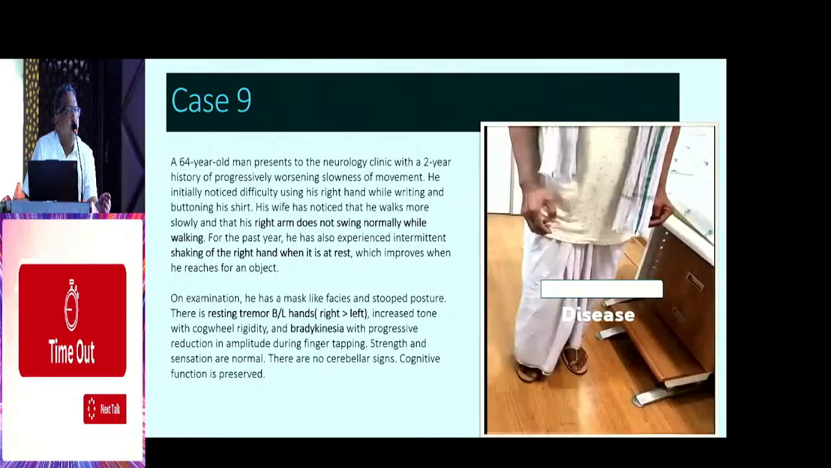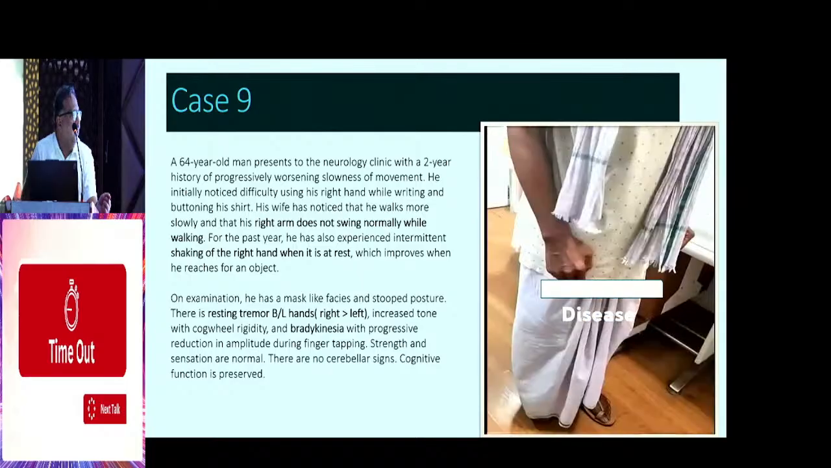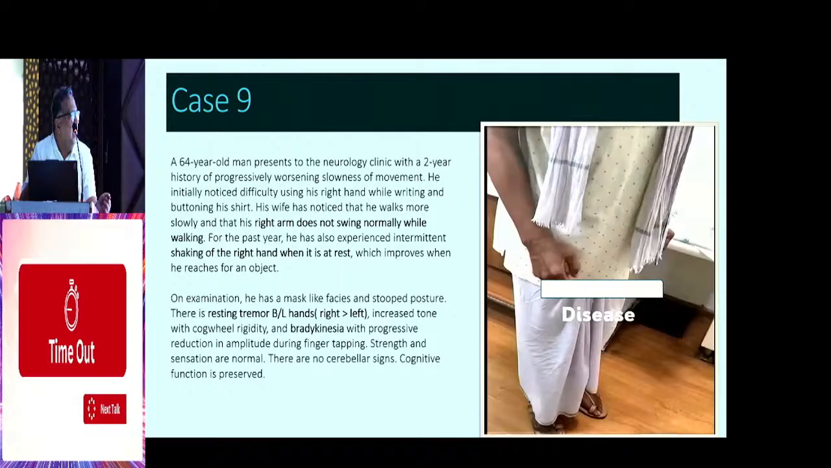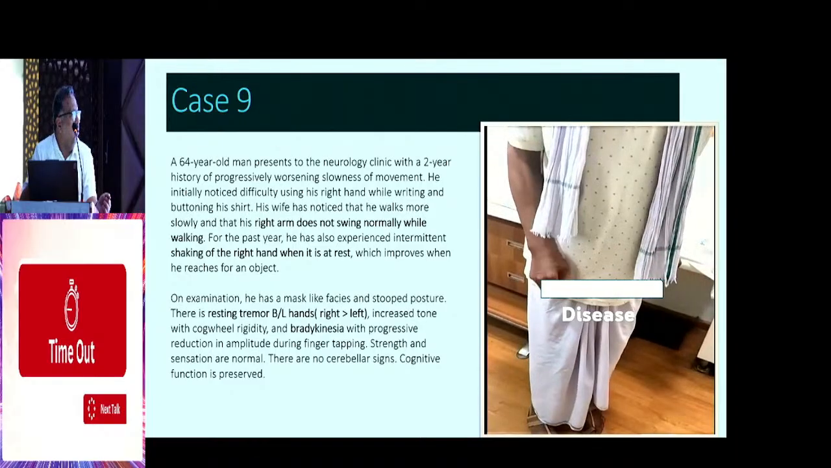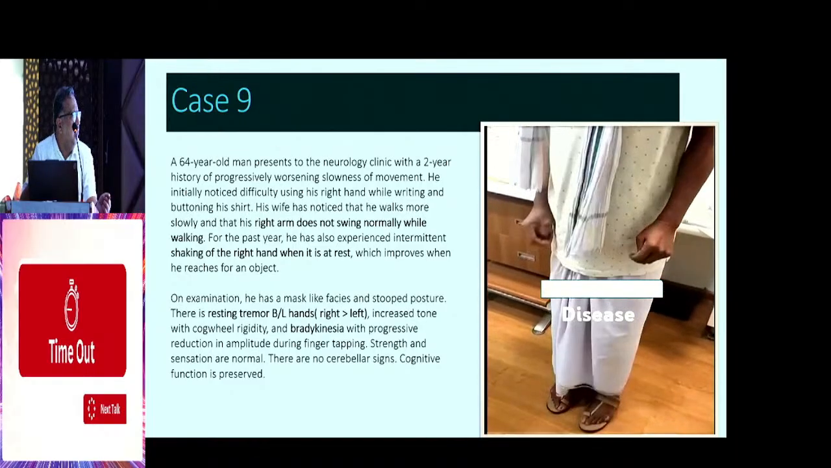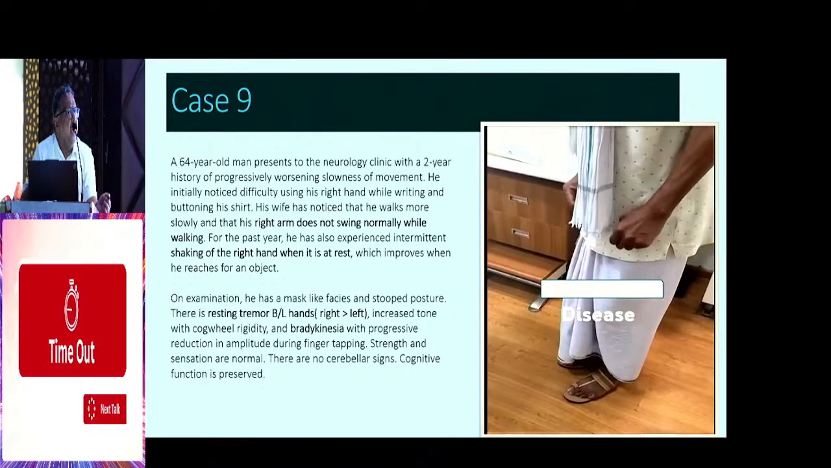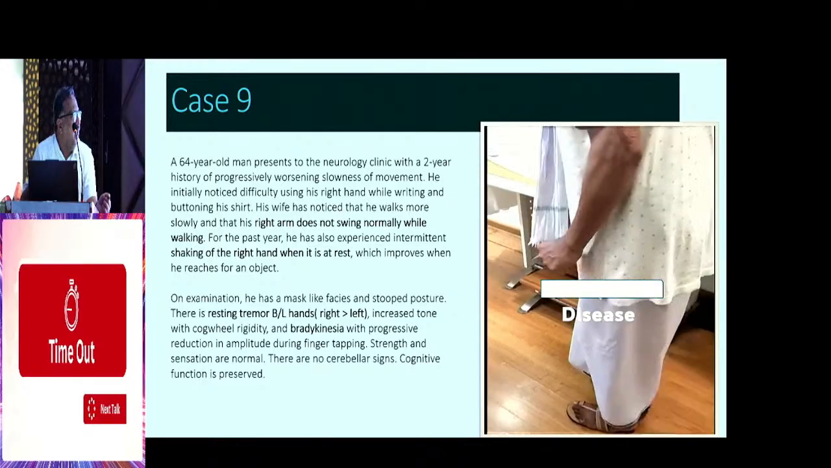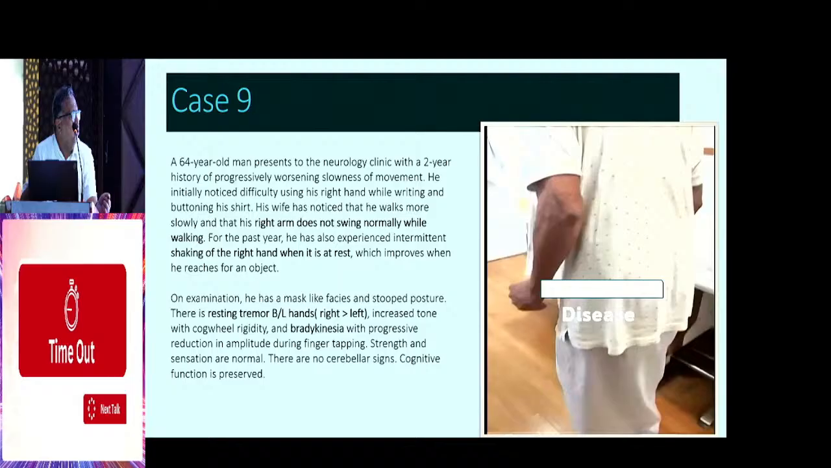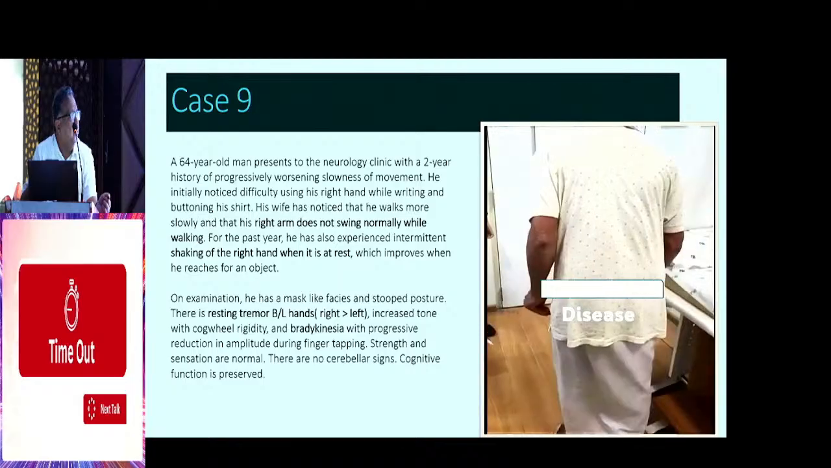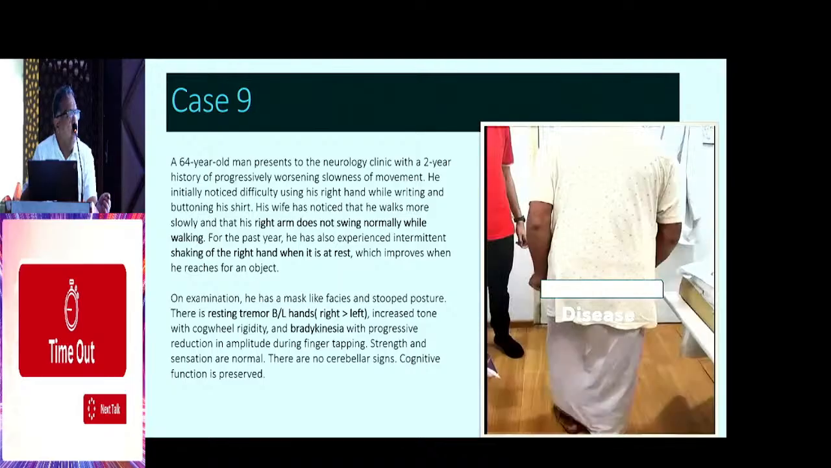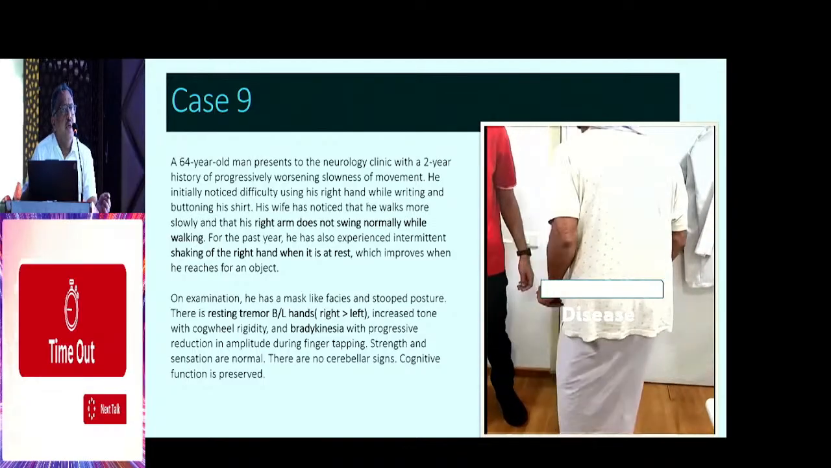Slow, stiff gait and rest tremor were the re-emergent findings on examination. In this case, it is a bilateral presentation in an advanced stage, with a stooped posture, slightly flexed neck and flexed elbows. So this is a case of Parkinsonism.